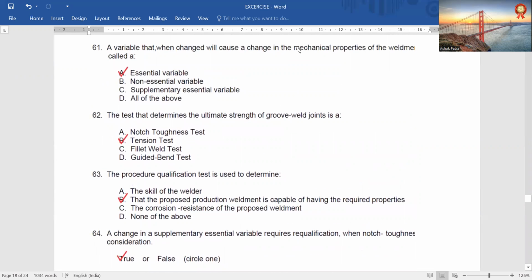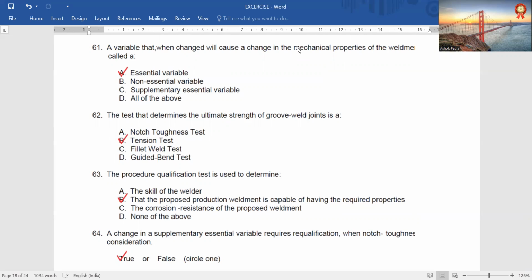A variable that when changed will cause a change in mechanical properties of the weldment is called essential variable. The test that determines the ultimate strength of groove weld joint is tension test. The procedure qualification test is used to determine that the proposed production weldment is capable of having the required mechanical properties.